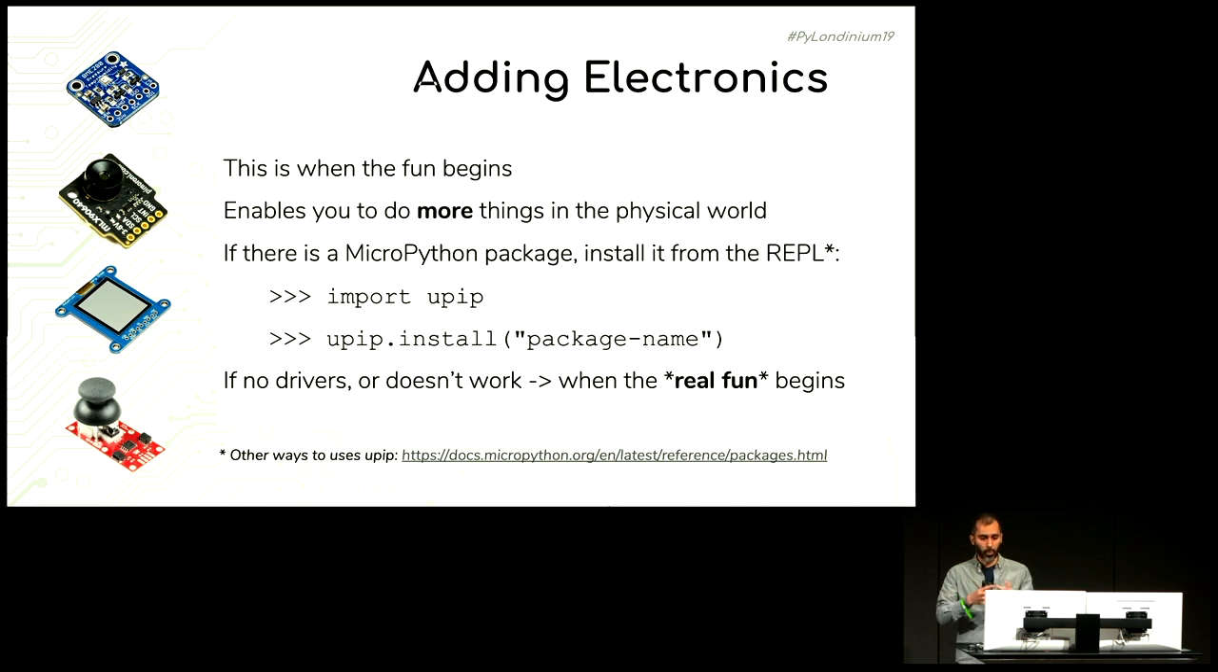So let's say you have your Python board, you write some code, and it's all fantastic. But what do you do next? Well, we can add some electronics. And this is where the fun begins, because electronics let you do more things in the real world. You can get modules like the ones shown here, where everything is ready for you to just plug some cables into your board, or you can build it yourself. If we are lucky, maybe there is a MicroPython library already published on PyPI. In those cases, we can use things like upip to install it. But if there are no drivers or something doesn't work, what do we do? Well, that's where the real fun begins.